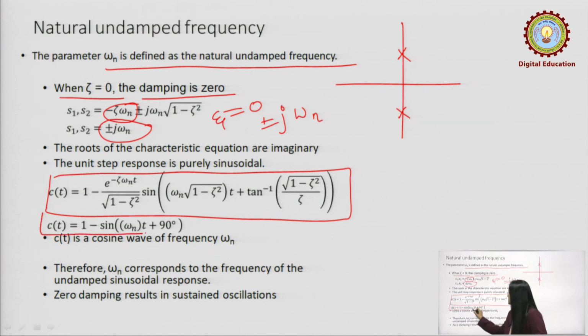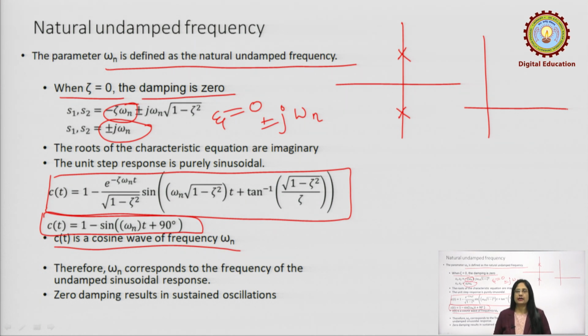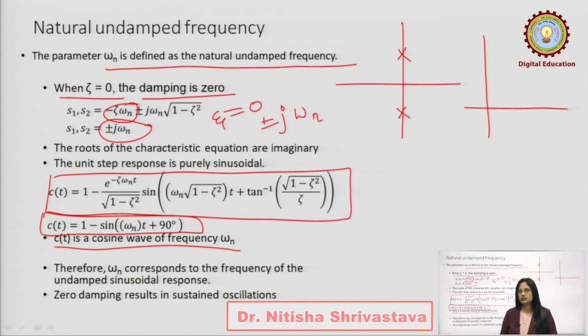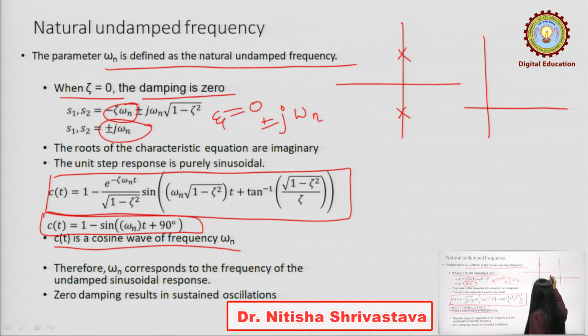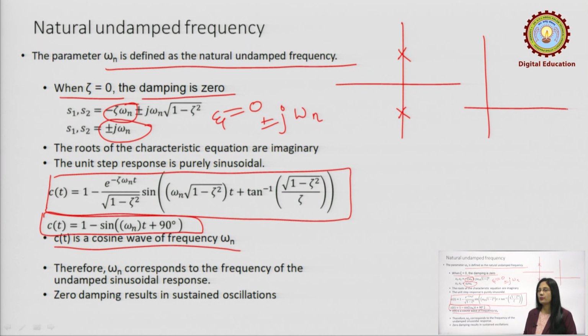Now, what does this signify? Here we have a sine term, and the complete response is a cosine wave of frequency omega n. The roots are lying on the imaginary axis. This means that the response is having only pure oscillations, and there is no real term. There is no exponential term here, we have only the sine term. So, the output is a cosine wave of frequency omega n.